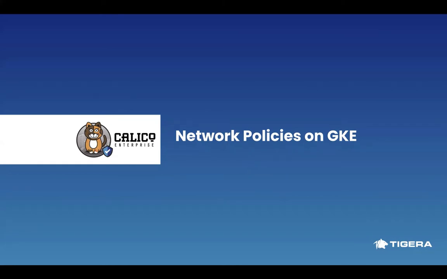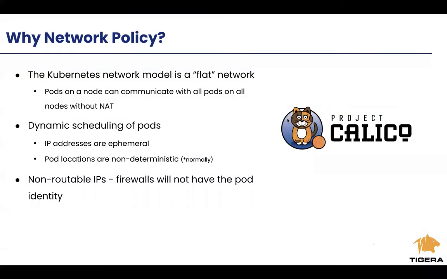If you're not too familiar with network policies, let's do a quick refresh on why you should care about them and how they're important for your workloads. At a high level, the Kubernetes network model is a flat network model. That means that by design, pods on nodes have to communicate with all the pods without any NAT. So any CNI to be conformant has to provide that functionality.